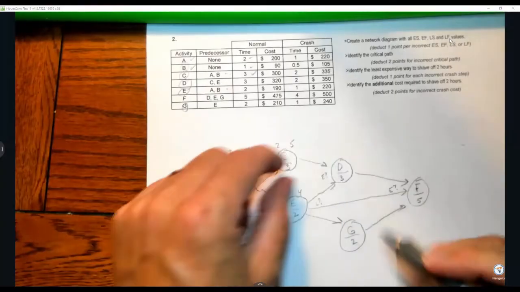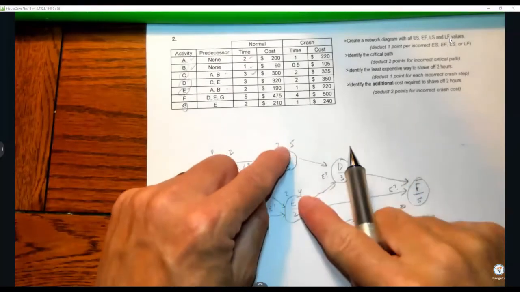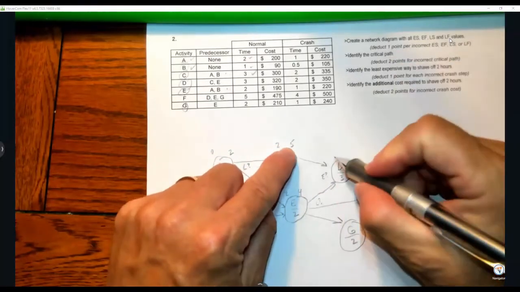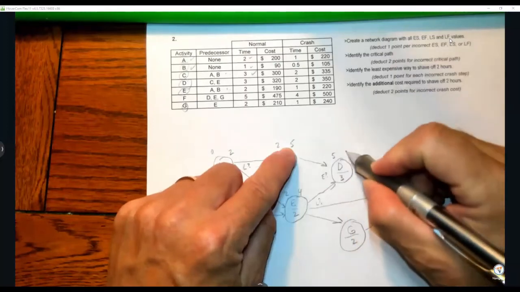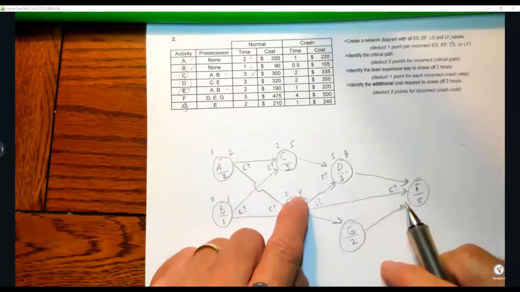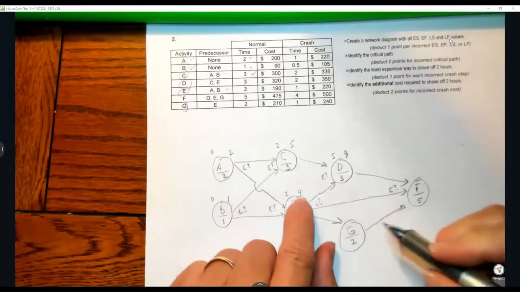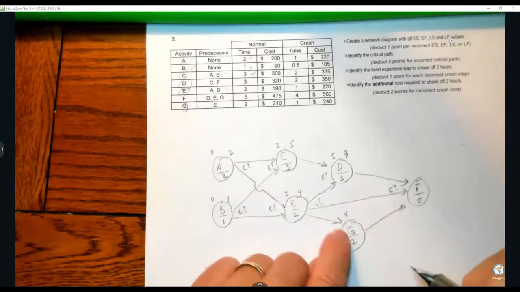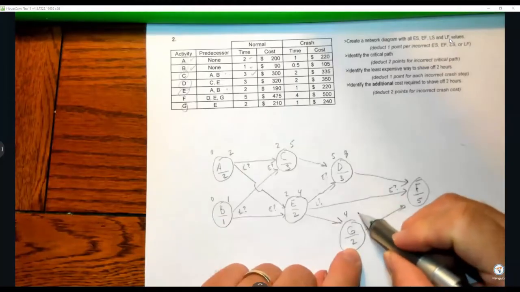We cruise over here. We have to make decisions on this one. Which one's bigger? We're going to go with the bigger, which is the 5. 5 plus 3 is 8. We might as well go down to this one. This one is supposed to be 4. No decisions on E, so we're just going to go 4 plus 2 is 6.